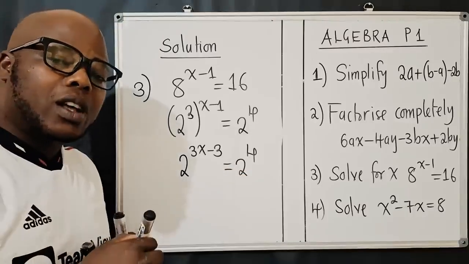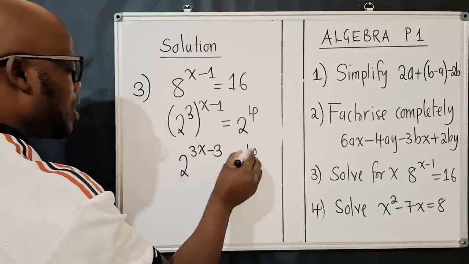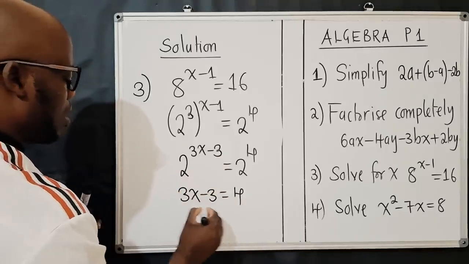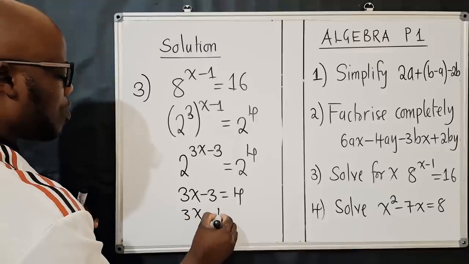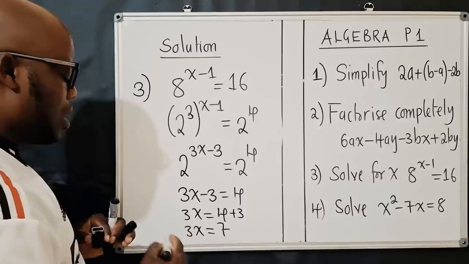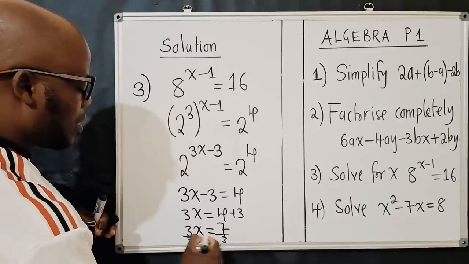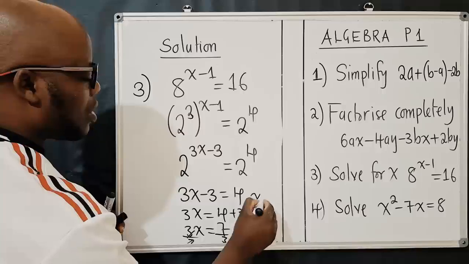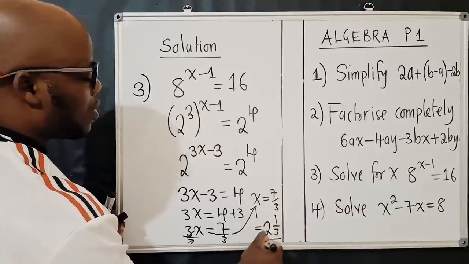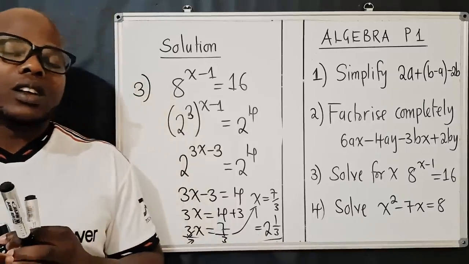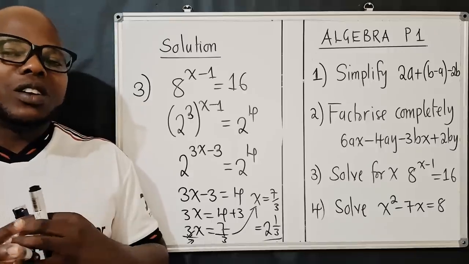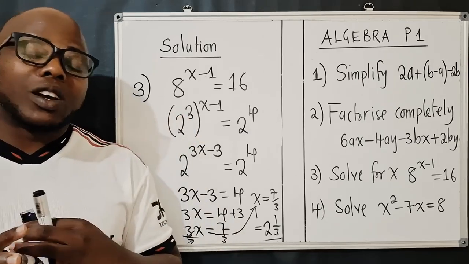Now that the bases are the same, we've balanced the bases. We now go to the powers. 3x minus 3 is equal to 4. 3x is equal to 4 plus 3. So 3x is equal to 7. We divide by 3 both sides. So the value of x will be equal to 7 over 3, or we can say 2 remainder 1 over 3. That's our value, or that's the answer, which is the value of x. I guess you've gotten 1 or 2 things out of this question.